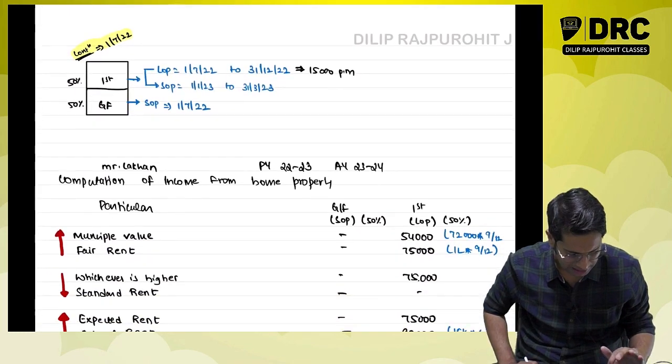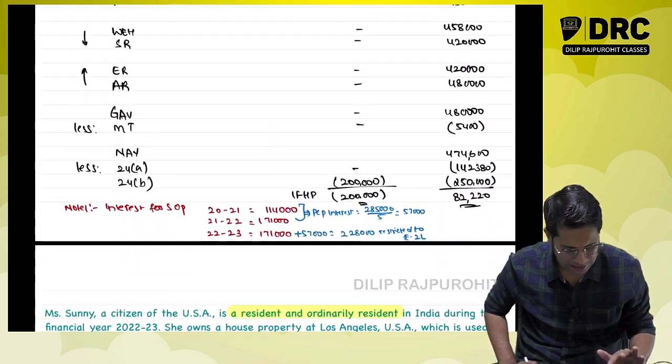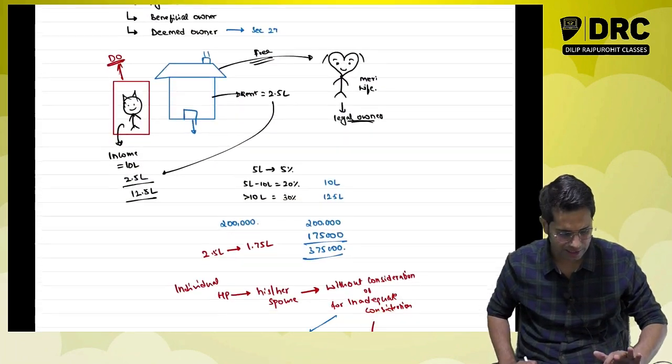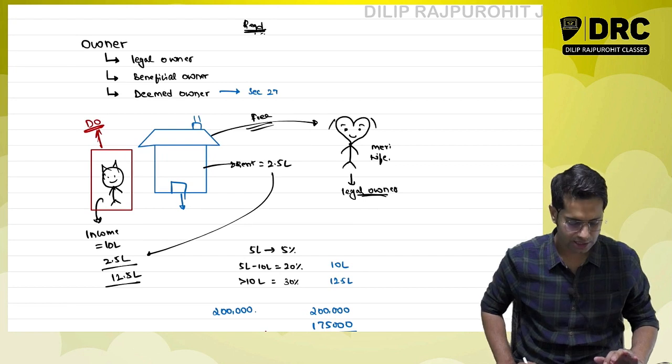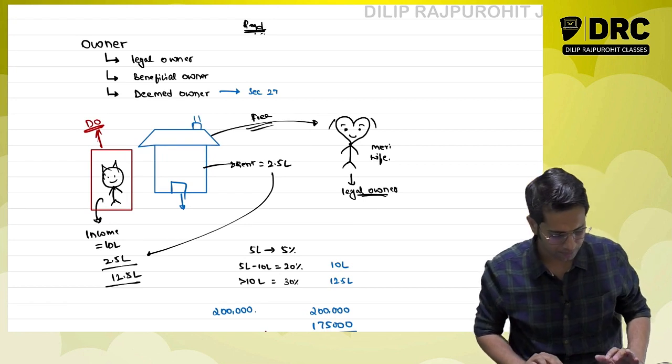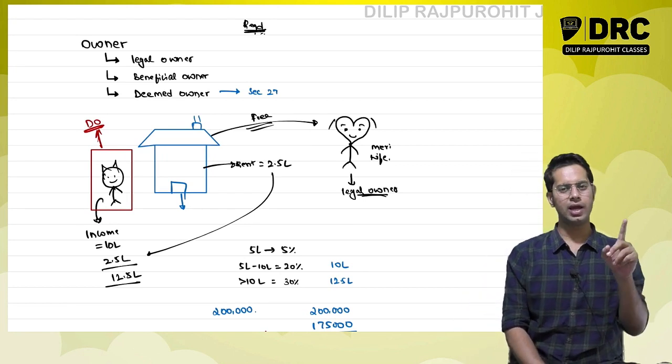Now there is one more last topic left over, which is section 27. Section 27 talks about what, sir? Deemed owner. Sir, what do you mean by owner?